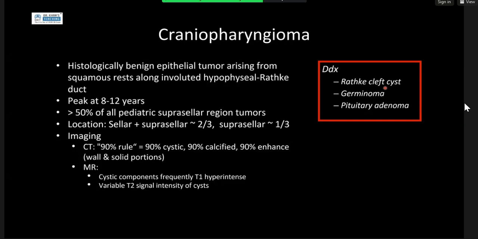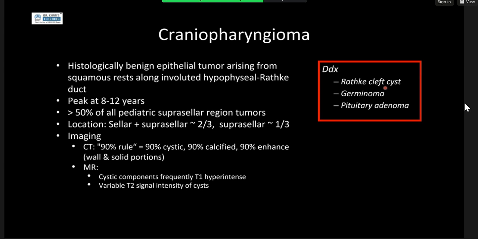Over 50% of the pediatric suprasellar tumors you can see in that location, almost 60% or 2/3 of it would be craniopharyngioma, okay, and of which half of it is in the suprasellar. And there is a rule that says if you've got on CT 90% cystic, 90% calcified, and 90% enhanced, it's the wall and the solid components that enhance. And cystic components are T1 hyperintense, as we saw earlier. It's quite different from the CSF. And then you've got variable T2 signal.